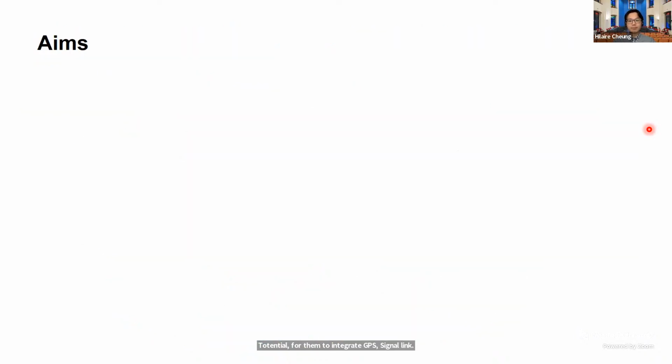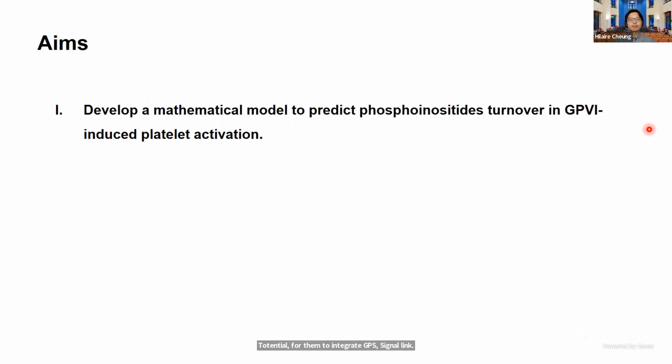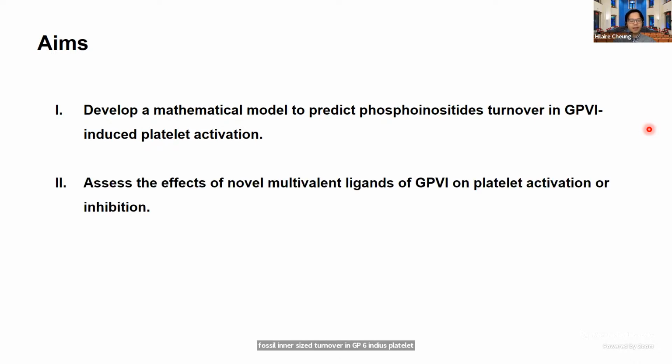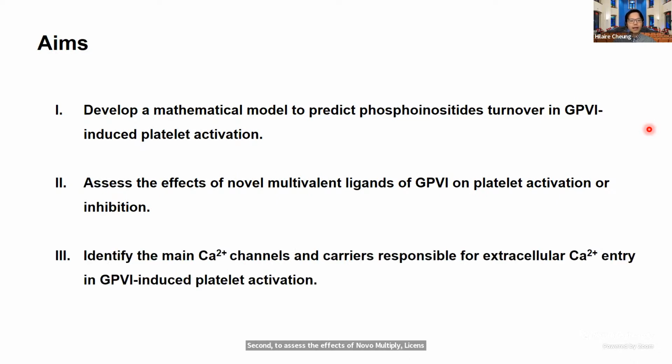Therefore, there are three aims in my thesis. First is to develop a mathematical model to predict phosphoinositide turnover in GP6-induced platelet activation. Second, to assess the effects of novel multivalent ligands of GP6 on platelet activation or inhibition. And third, identify the main calcium channel and carriers responsible for extracellular calcium entry in GP6-induced platelet activation. Moving on to the results.